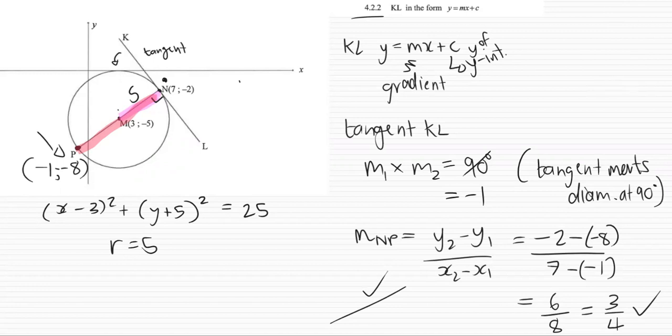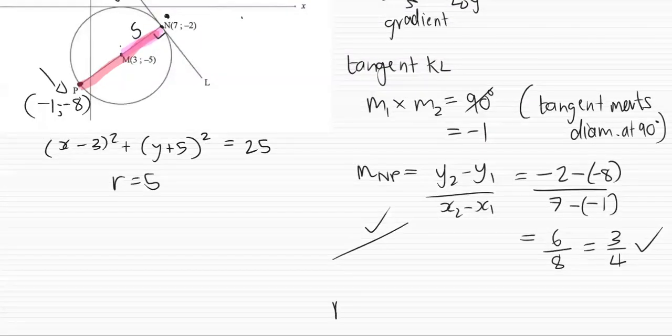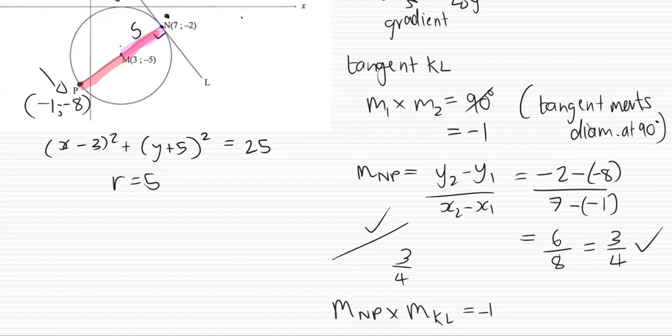So far we've got the gradient of NP, but we know that the gradient of NP times the gradient of KL must be -1. So this just means we're going to take that 3/4, change the sign, and flip it around. So it'll be 4/3. That is to show the working.